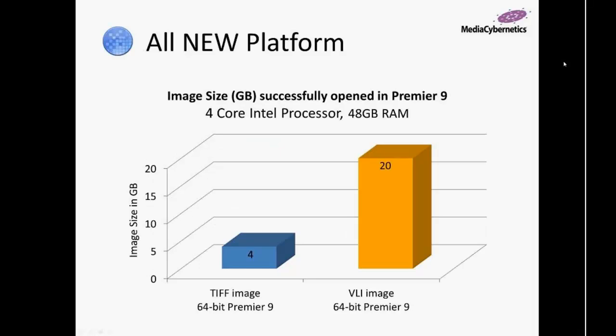In addition to this, you can see some other improvements, such as the type of image size based upon one of the multiple ways of supporting large images that we are now tackling. In the example on the left-hand side, you see a simple TIFF image that's supported in our 64-bit Premiere version 9. Again, we're using the same 4-core Intel processor with the 48 gigabytes of RAM. We're able to easily open a 4 gigabyte image that fits into RAM, and it's just a simple TIFF file. However, on the same machine, we're then able to open a 20 gigabyte image simply and easily by using our brand new VLI image formats.